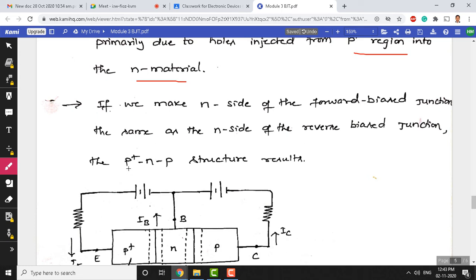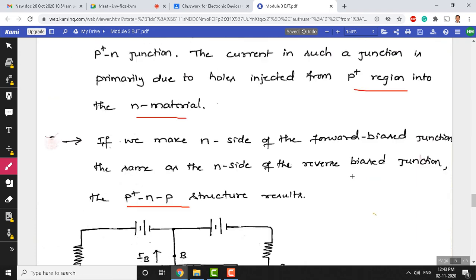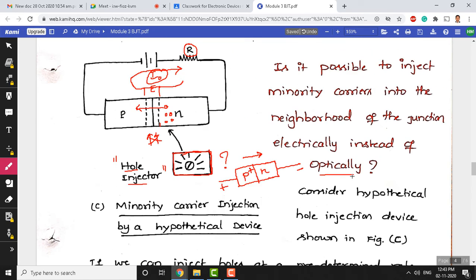Okay. Now, if we can make the n side of the forward bias junction the same as the n side of the reverse bias junction, the resulting structure will be the p plus np transistor. What do we mean by that? Look at this now. If you look at the p-n structure of a reverse biased p-n junction, and then the hole injector, if you are designing a device with a p plus n forward bias junction, you can make a transistor by overlapping the n region here and the n region here, and that makes a p plus n, and this p can be connected here to this end.